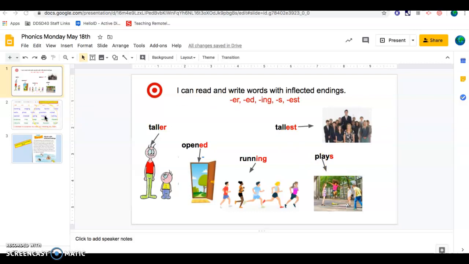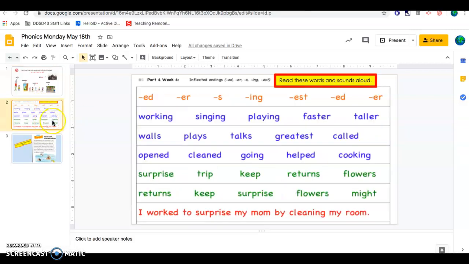Let's look at the next slide. The next slide is one of our core enhancement charts. It says, read these words and sounds aloud. So going across the top, these are the sounds or the inflected endings to practice in orange. The blue words are words that have inflected endings at the end. The green words are bonus words to read, and the red sentence puts all of that together to practice.